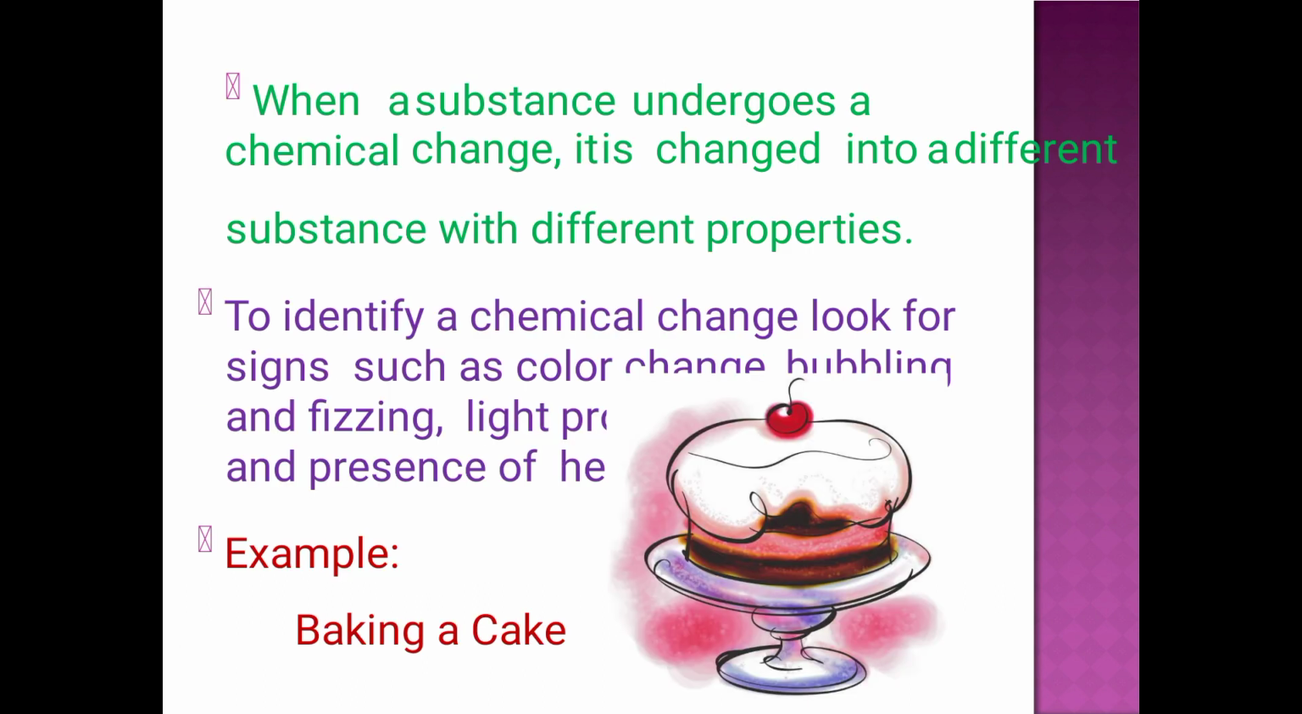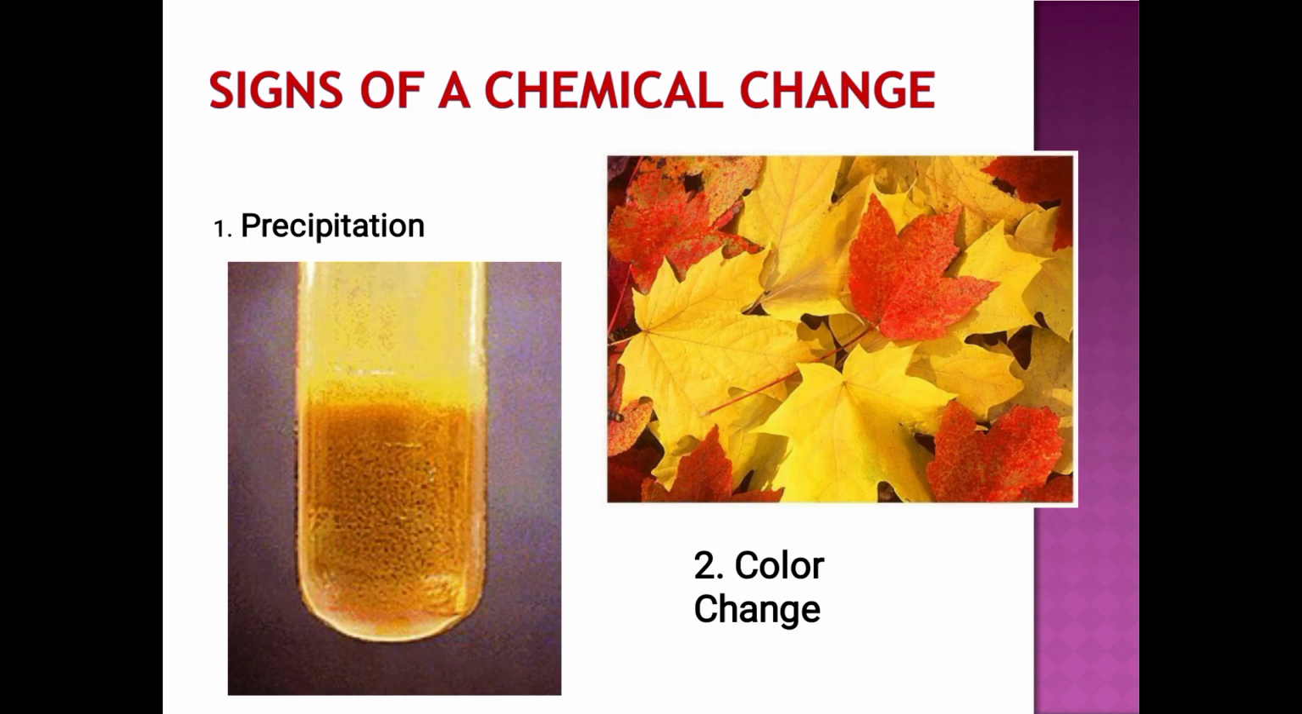When a substance undergoes a chemical change, it is changed into a different substance. To identify the chemical change, you need to see some signs, such as a change in the color, and there will be bubbling and fizzing. For example, baking a cake is a chemical change. These are some signs of chemical change.